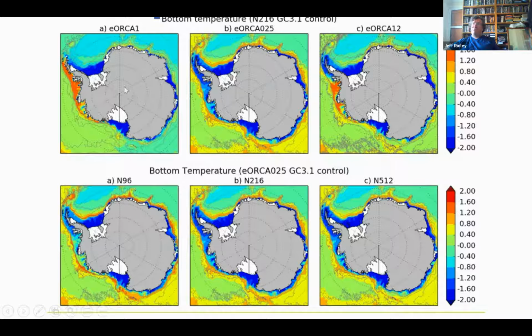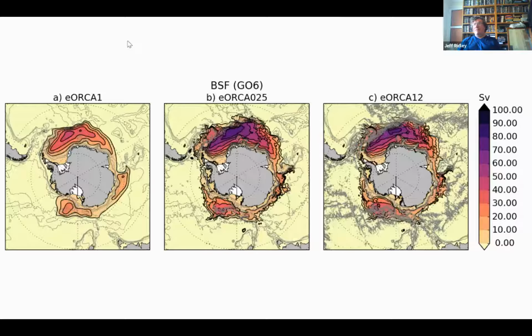But because of this, we figured, well, the low resolution is looking the best. Let's check some other things, and you can see that when you look at the barotropics.